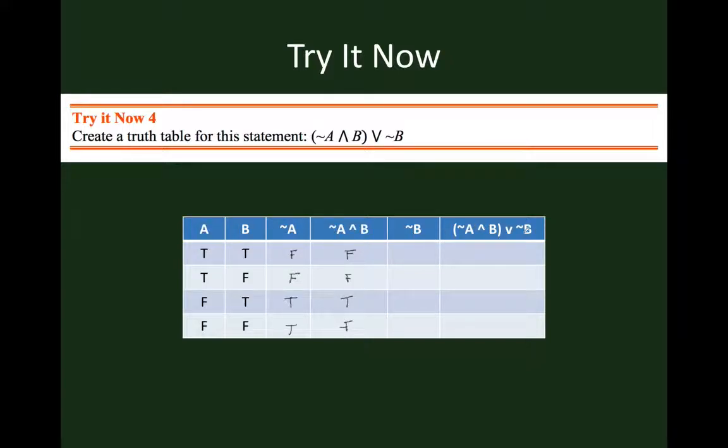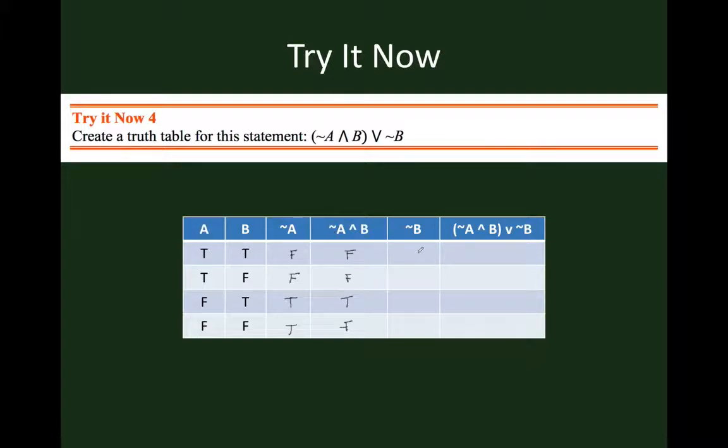Now we're building up to evaluating this goal statement. We're working from the inside out. We've got not A, and then we have not A intersect B. Now we're going to take the union with B complement, or not B. So I'm going to make a new column for not B here.